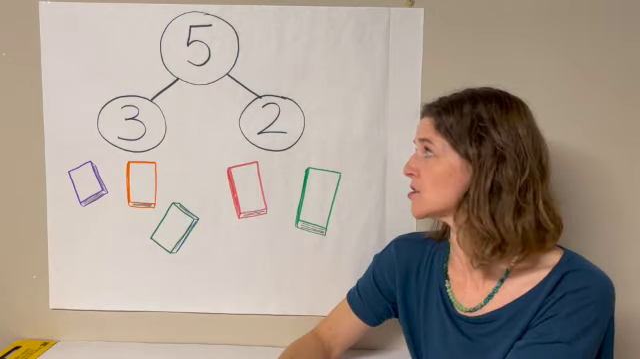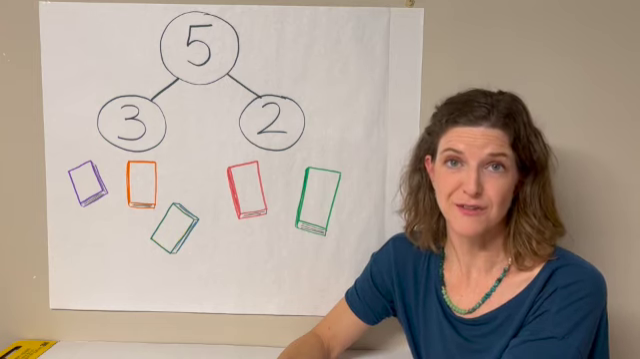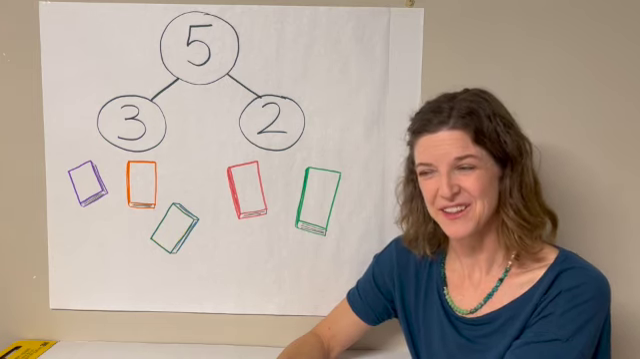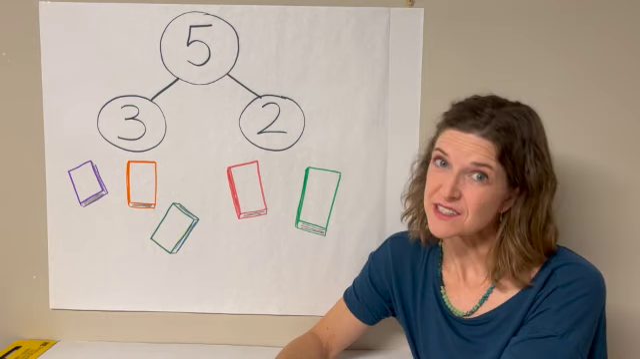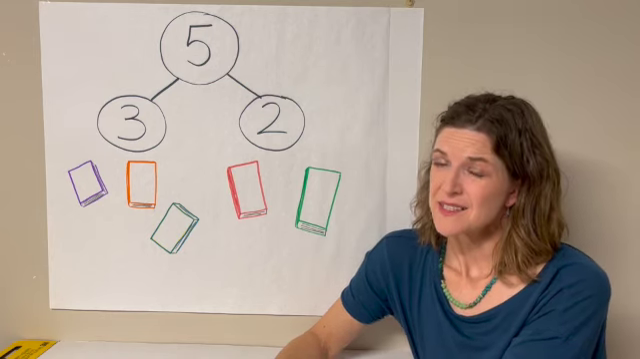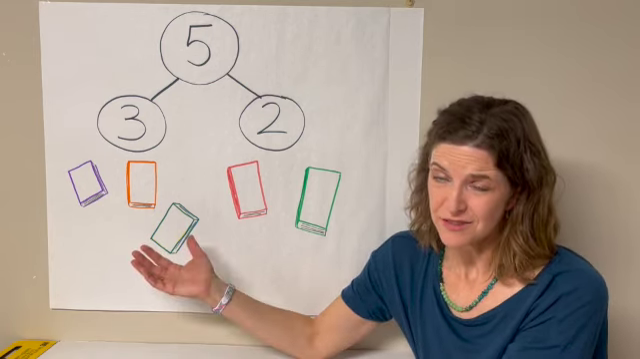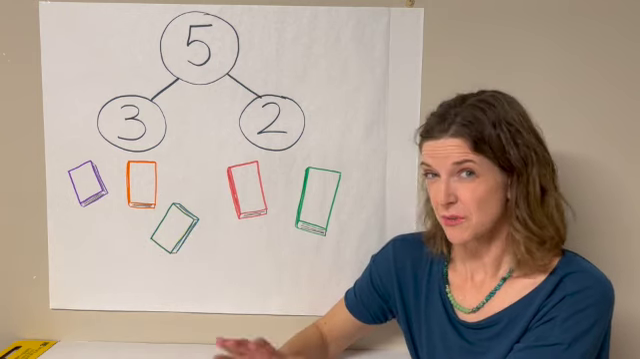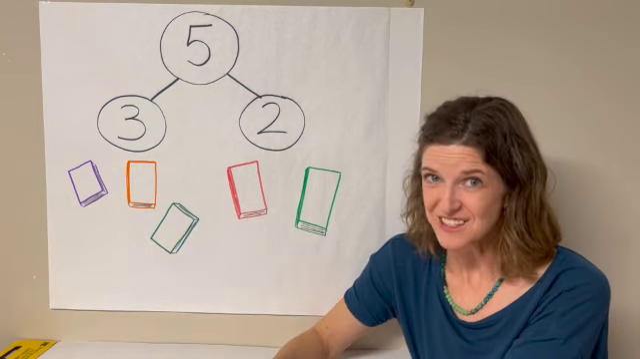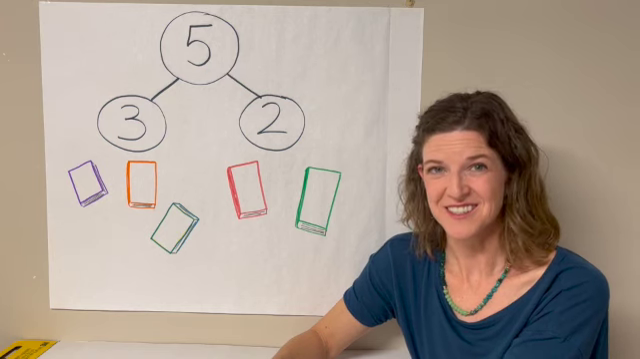Of course, 2 and 3 are just one set of the partners that make 5. There's also 4 and 1, and 5 and 0. And since your kids need to know all of their math facts up to about 20, you'll be drawing lots of number bonds and number partners.